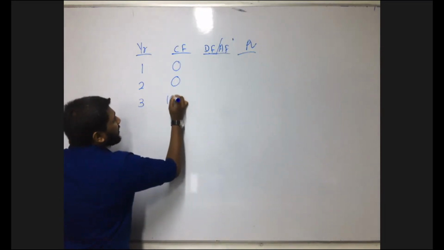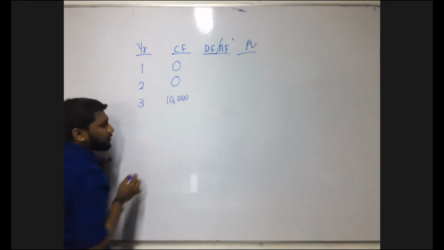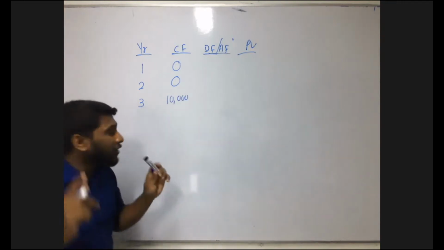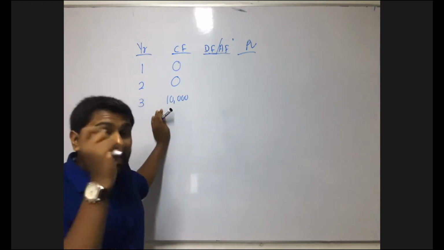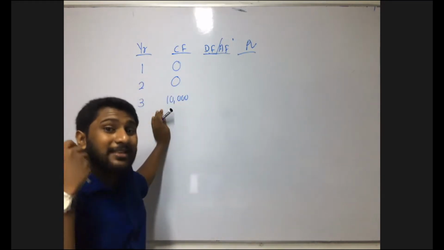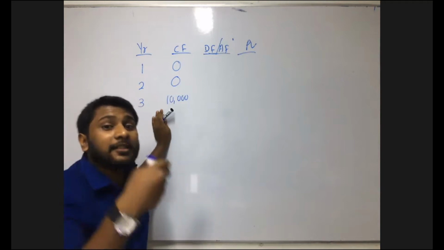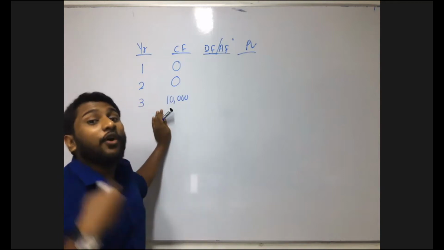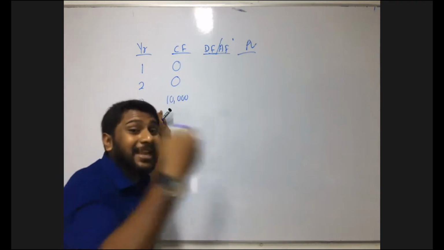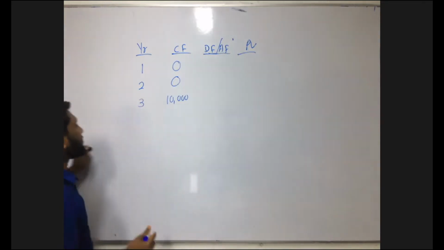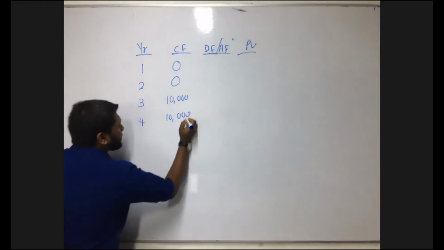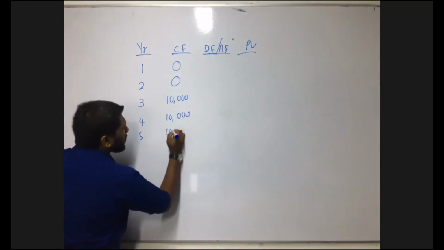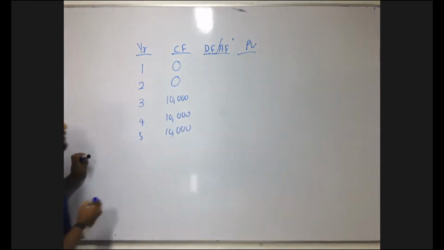How much? $10,000. And how many times will he get this $10,000? He will get it 3 times. He is expecting to get 10,000 US dollars for 3 years. That means year 4 also he will get 10,000 US dollars, and year 5 also he will get this 10,000 US dollars.